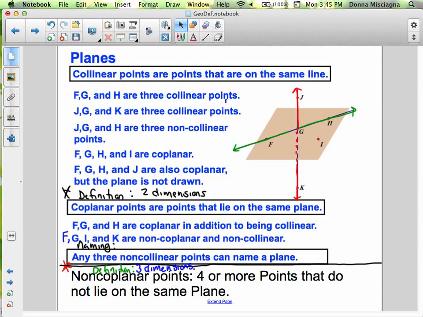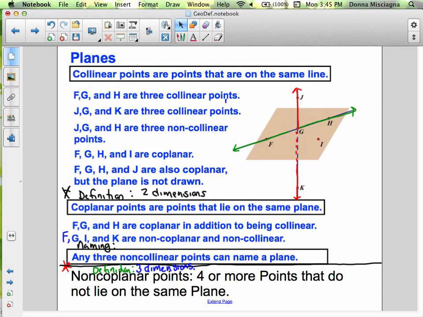For instance, F, G, and H. So G is on the same line as point J, and G is on the same line as point H, but J, G, and H together are not on the same line. They're on two different lines. So we call those three non-collinear points.